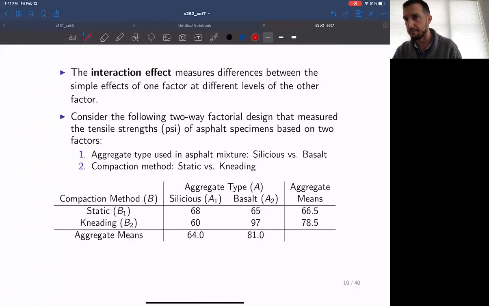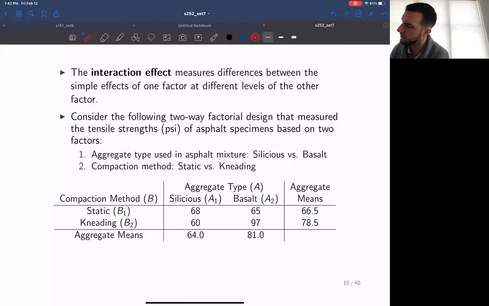Okay, so for example, just so that we can see what this would look like. In the table below, we have the same structure of table that we had before. It's a 2x2 factorial design, but in this situation, we have the following table of means. So 68, 60, 65, 97. You can see just from looking at this table that the simple effect for B at A1 is 68 minus 60, which is positive 8. However, the simple effect for B at A2 is 65 minus 97, which is negative 32.